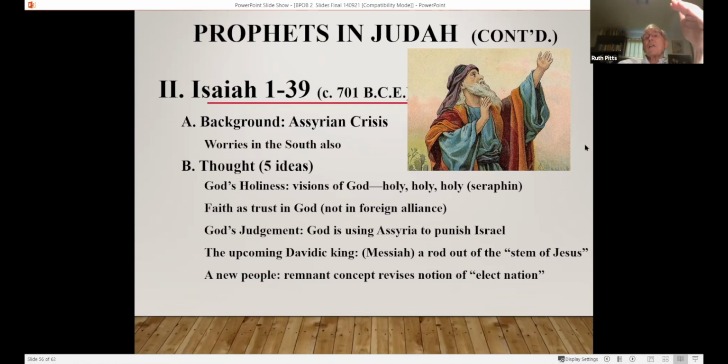So prophets in Judah, Isaiah 1 through 39, about 701 BCE. So the background is the Assyrian crisis in the north, and they're worried about that in the south as well. So he has 5 major ideas that we can easily identify.